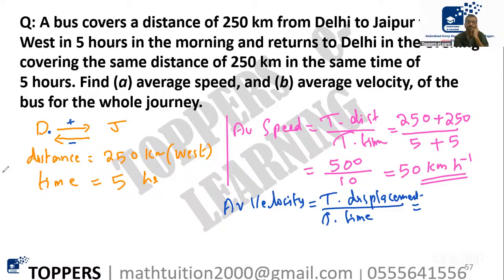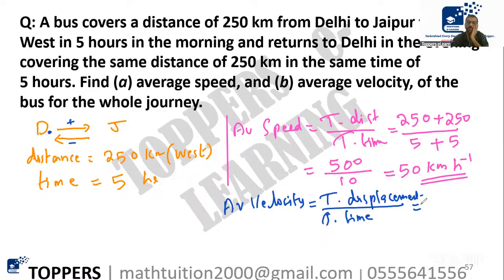Shahid? Yes, sir. What is the total displacement here? 0. Where are you now? You started from Delhi, right? Yes, sir. Then you reached Jaipur and came back from Jaipur to Delhi. So you are at Delhi only. Your starting point and ending point are the same.